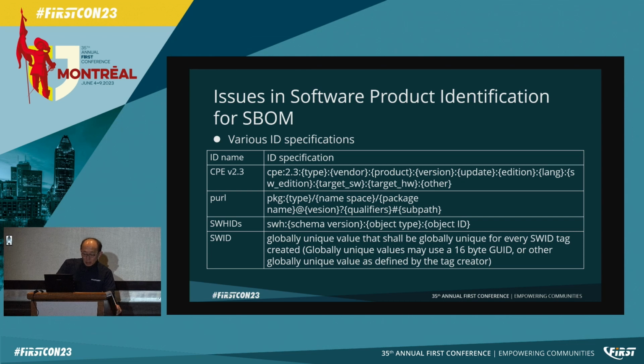In the context of creating software bill of materials, there are several challenges related to software product identification. One of the main issues is the presence of various ID specifications, including CPE, package URL, SWHID, and SWID. Each specification takes a different approach to uniquely identify software products and their components.